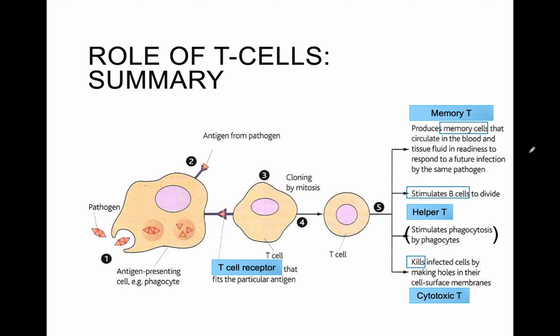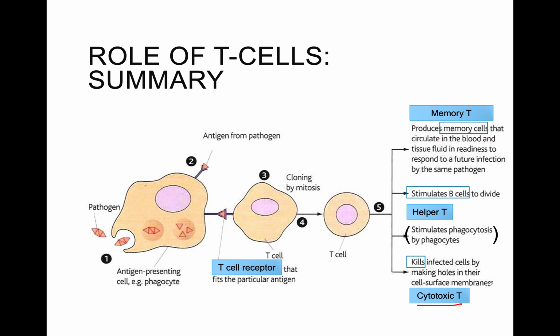Okay, so here's a quick summary of the role of the T cells. We've not mentioned this third one yet, not in too much detail anyway. So an antigen presenting cell may present its antigen to a T cell, causing that T cell to undergo cloning by mitosis. It produces cytotoxic T-cells, as we mentioned. So they kill the infected cells by making those holes in their cell surface membranes.